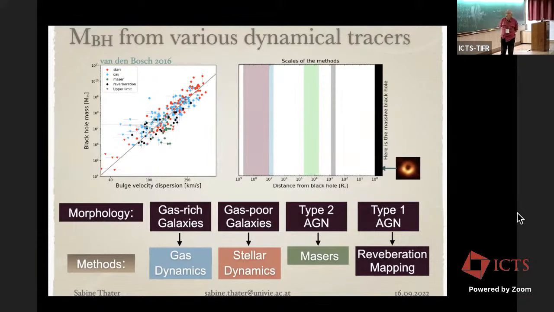Okay, so this is a brief summary of how we measure masses of black holes in a wide variety of galaxies. And so this ranges from giant galaxies with lots of gas that can feed the black hole, galaxies with little gas, and active galactic nuclei, which are the black holes essentially accreting gas and emitting directly.